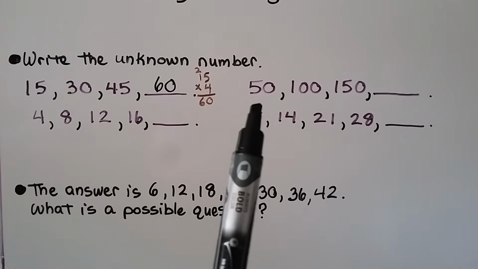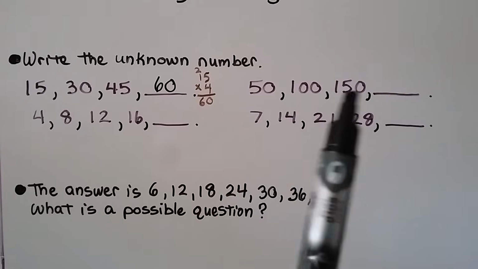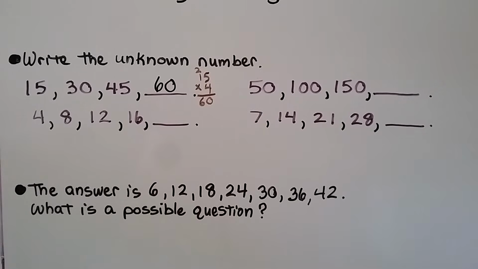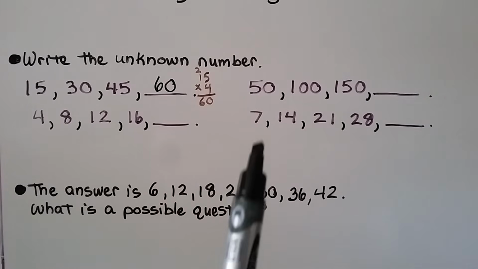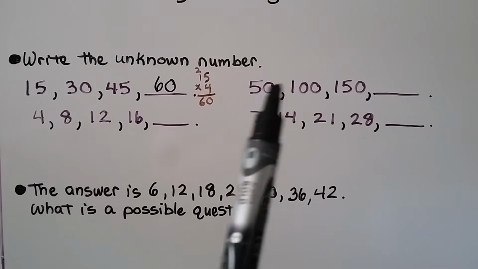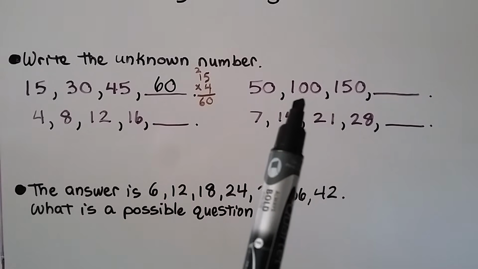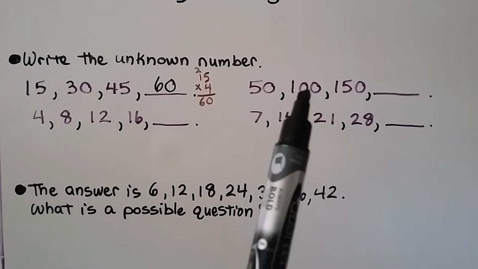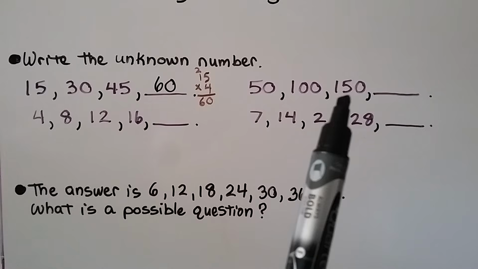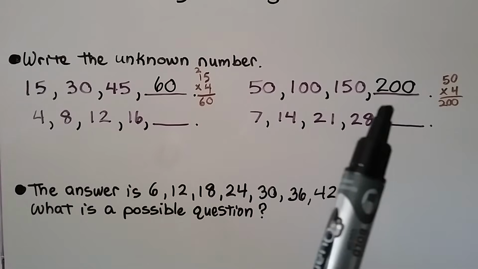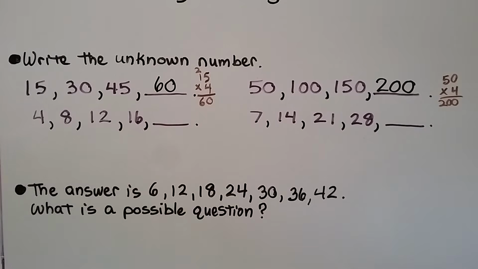Look at the pattern here. Do you see what it's doing? 50, 100, 150. Do you know what would come next? What are the numbers doing? 50, well, 100, that's 2 50s. That's 2 times 50. 150, that's 3 of them. So we have 1 times 50, 2 times 50, 3 times 50. So what would be 4 times 50? These numbers are skip counting by 50. The next number would be 200.